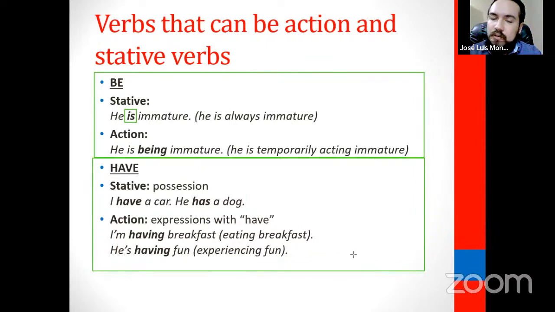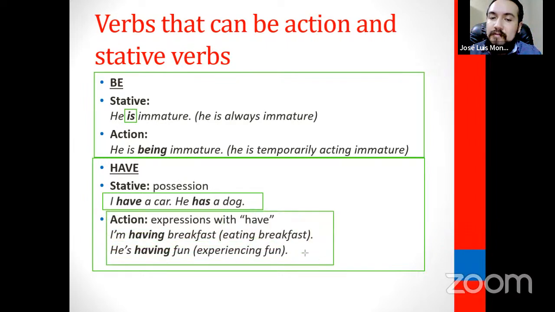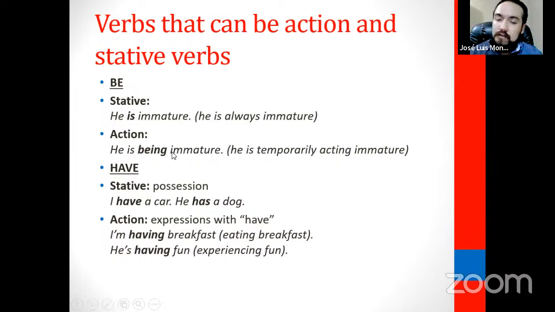The same with have. I told you, right? When it's possession, you don't say having. You don't say, I'm having a car, he's having a dog. No, I have a car, I have a dog. That's good. State, possession. But have, right? It has more meanings. For example, eating or drinking or experiencing. When it means that, you can say continuous tenses with have. So I'm having breakfast. I'm having, I don't know, some juice. He's having fun, right? Because have in this case means eating or drinking, and have in this case means experiencing. So if you mean that, you can use have with ing. It means you can use have in the continuous tense.